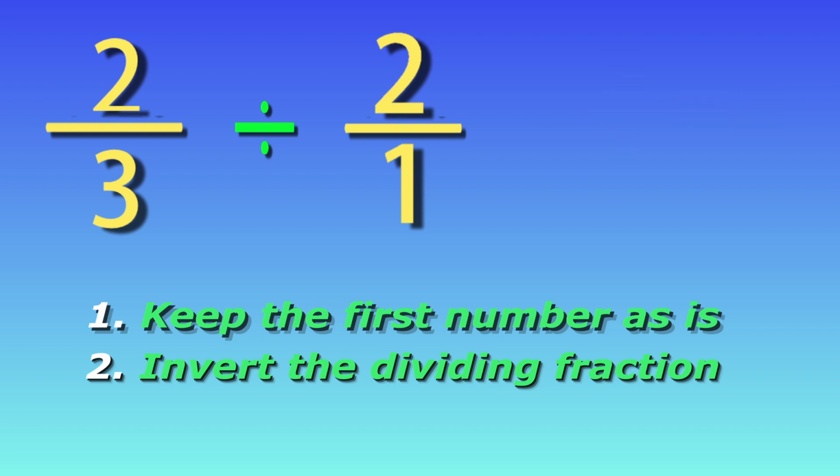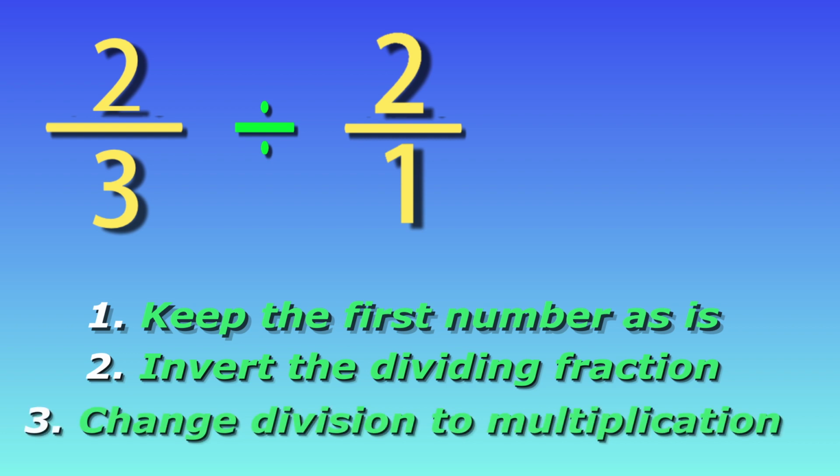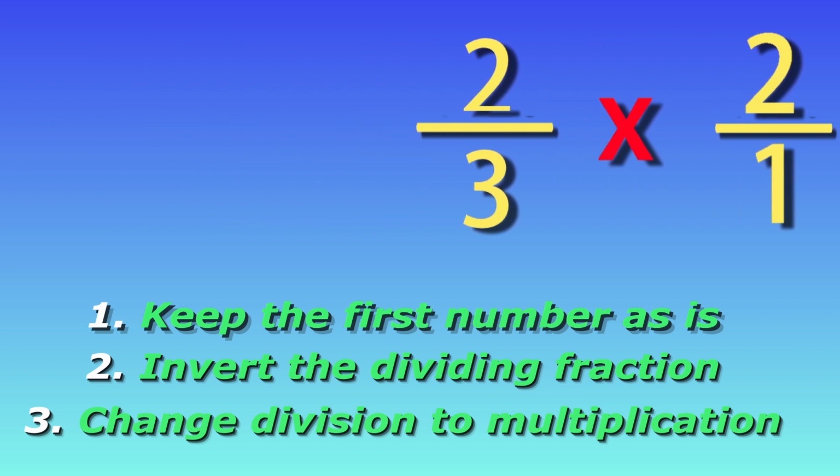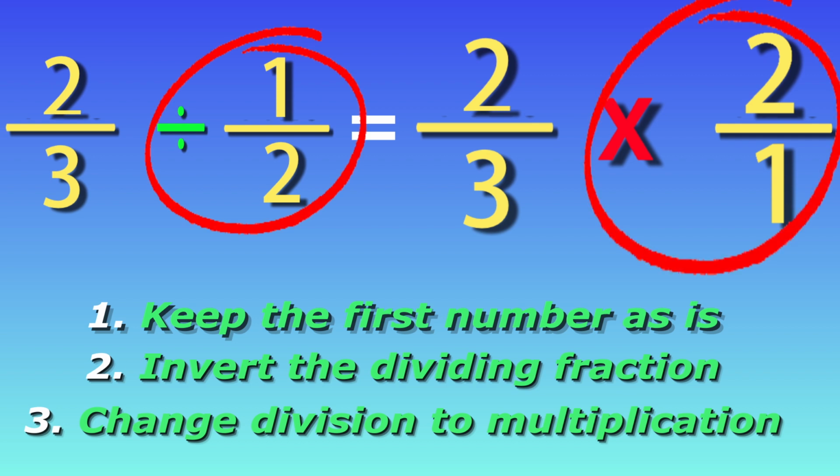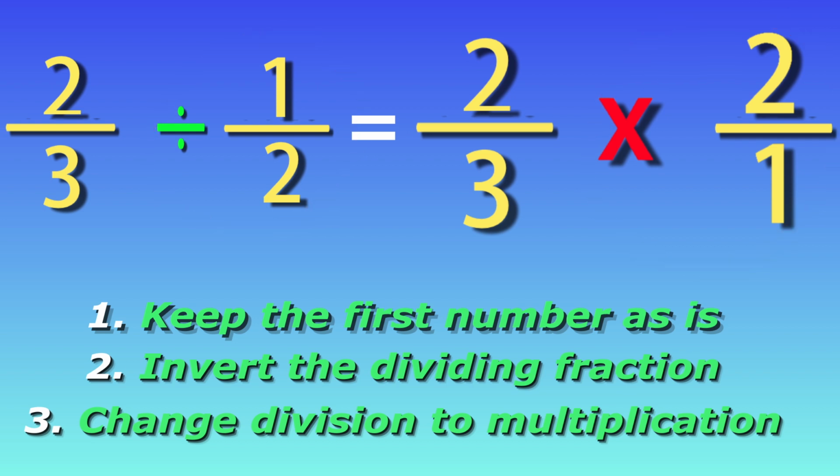In the third and final step, you change the operation from division to multiplication. So our problem, which was 2 over 3 divided by 1 over 2, has now been converted to 2 over 3 times 2 over 1, and this is a multiplication problem. We wanted to divide by a specific number, 1 over 2, but instead we are now multiplying by its reciprocal, 2 over 1. Both of these have exactly the same effect, and I will show you that this is true later on.